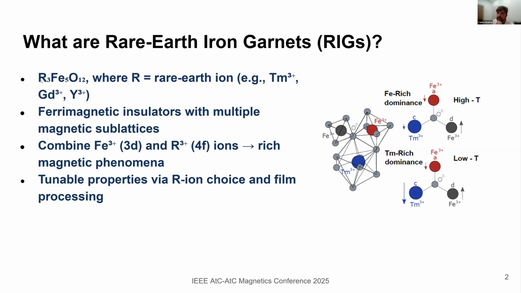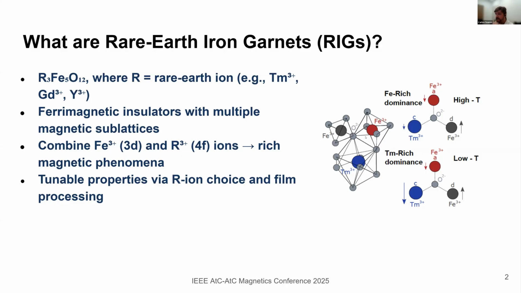The formula unit has a rare earth. You can put in thulium, gadolinium, or yttrium. Similar materials were presented in the last presentation. It's a ferrimagnetic insulator with multiple magnetic sublattices. You see the structure here.